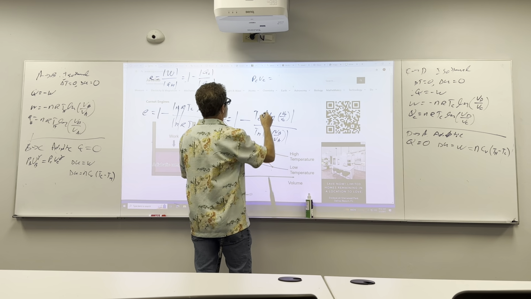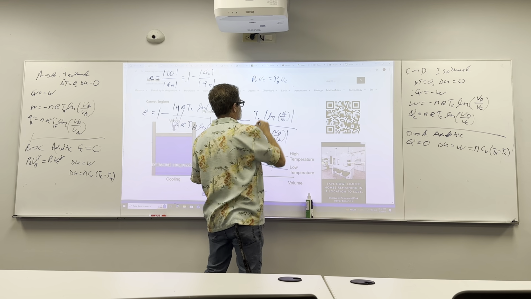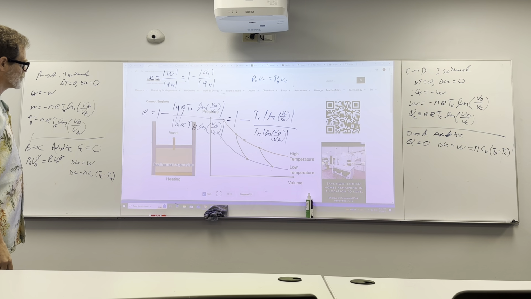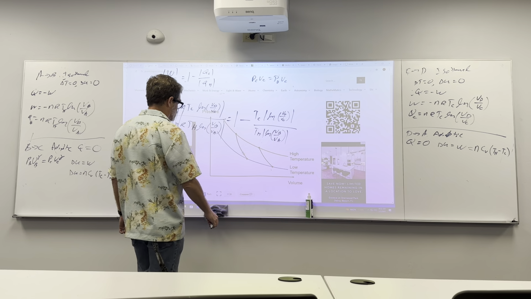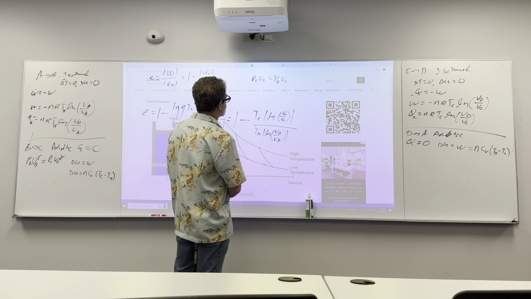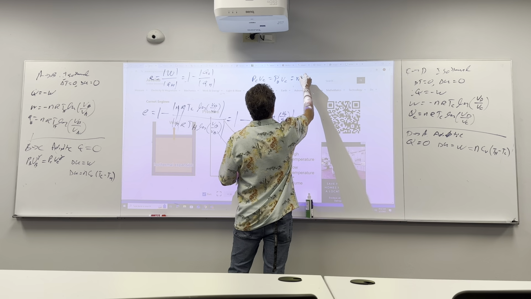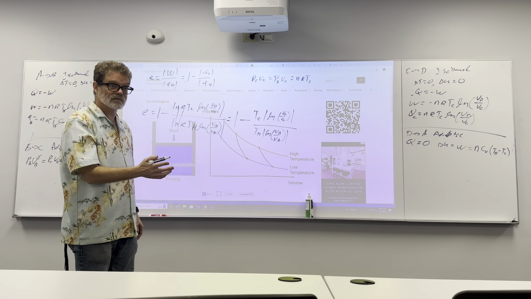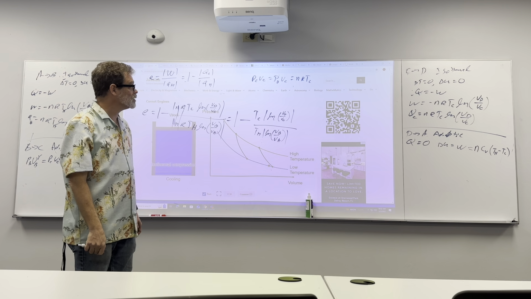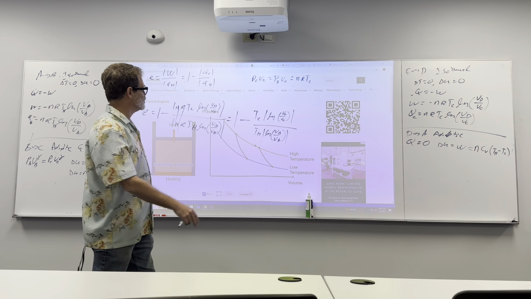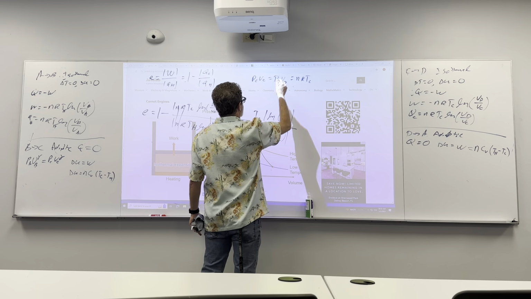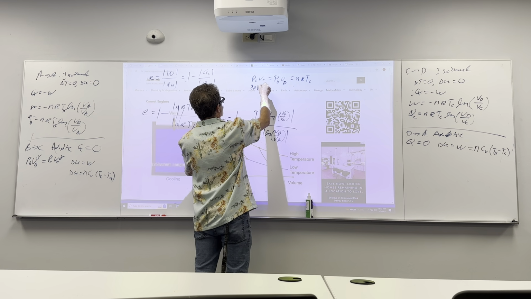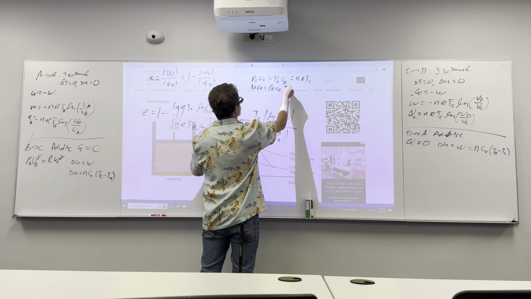So that tells me P_C V_C is going to equal P_D V_D, and these are both equal to nRT_C, aren't they? PV equals nRT. Is that P_C V_C equals P_D V_D? Oh, V_D, thank you. And same thing up here: P_A V_A equals P_B V_B equals nRT_H.